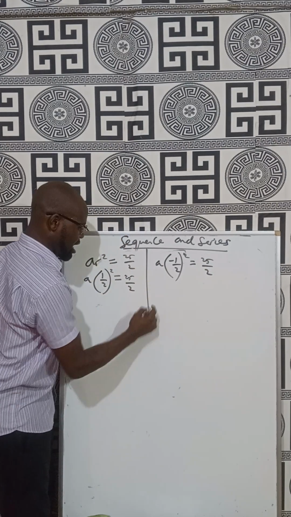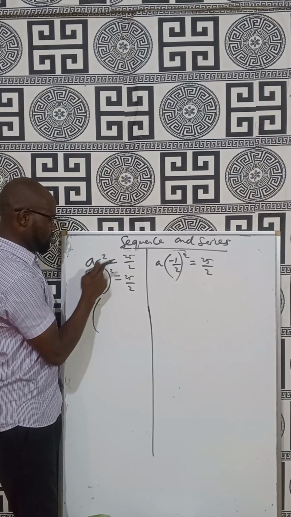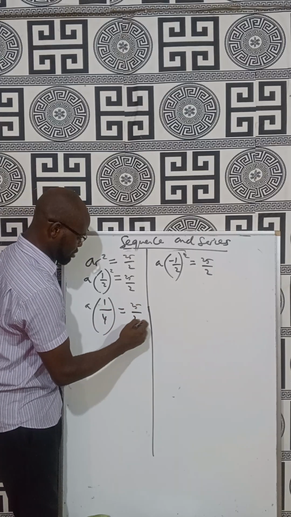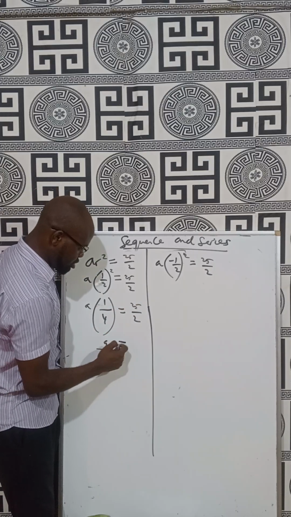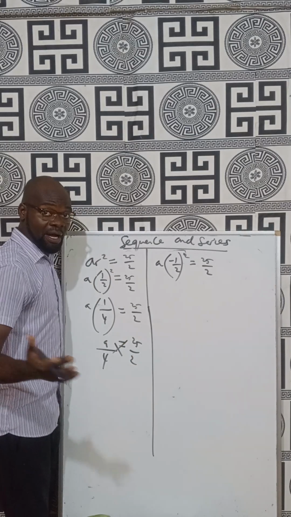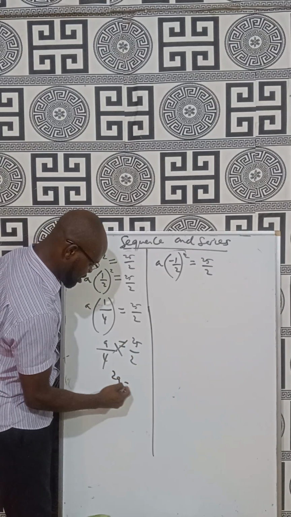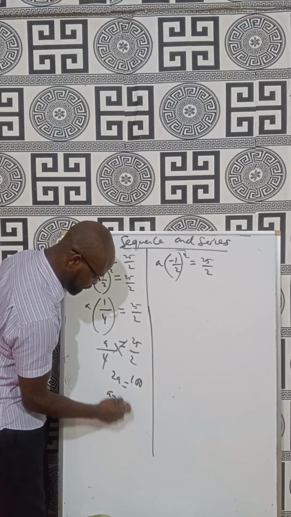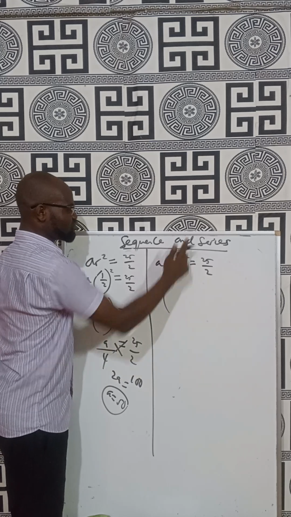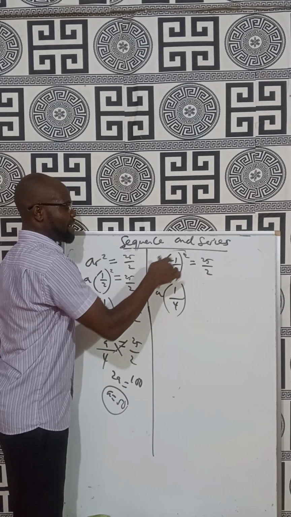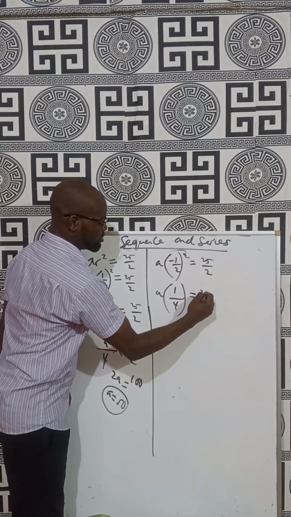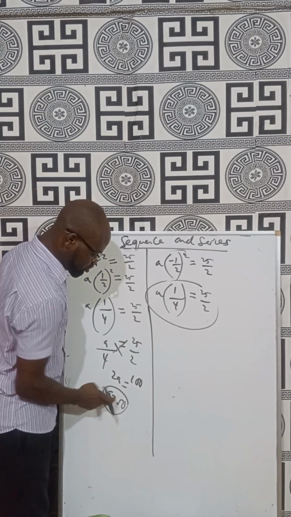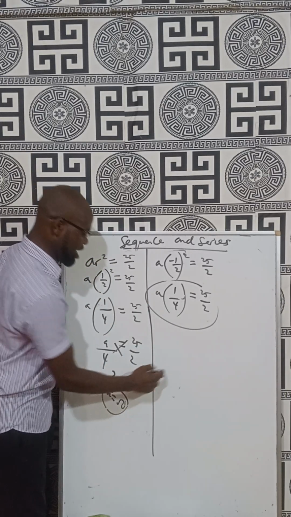So let's do that. A times 1 squared is 1, 2 squared is 4, so A over 4 equals 25 over 2. Cross multiply: 2A equals 4 times 25, which is 100. So A equals 100 over 2, that is 50. For the minus 1 over 2, if you square the minus, it turns to plus, so it becomes the same thing. So A is truly equal to 50.